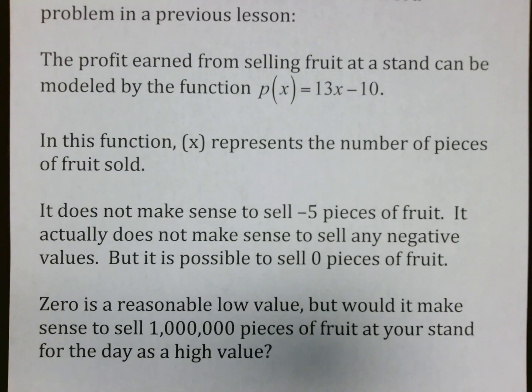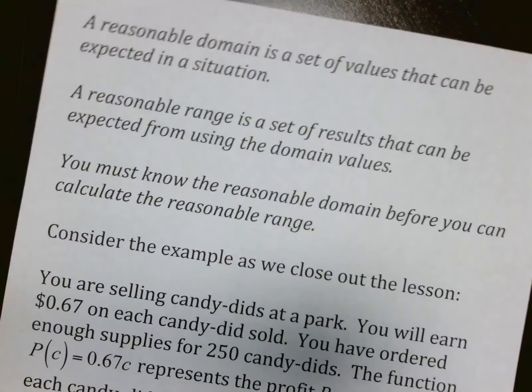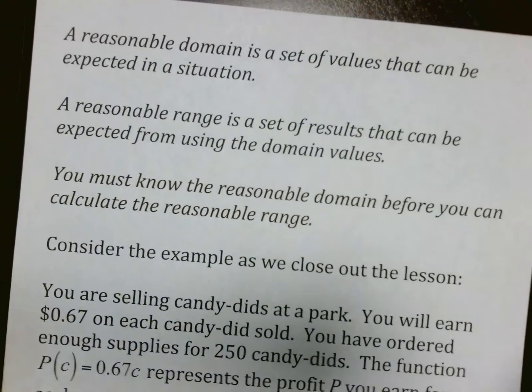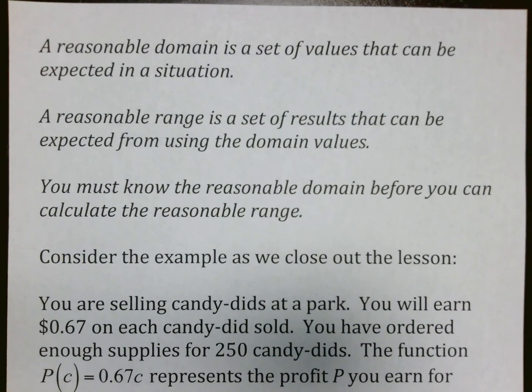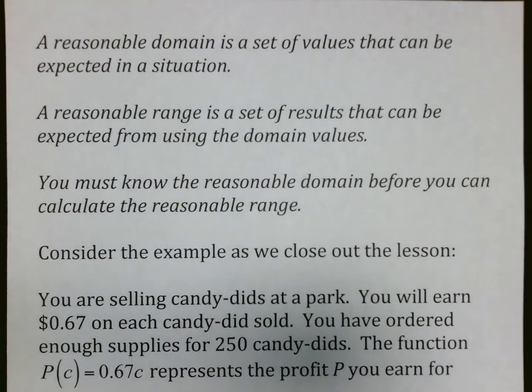And it's not this deep. Like the example I just used does have a slightly general sense, but it's not nearly as tough as what it sounds in that statement there. A reasonable domain, this is where your notes are, is a set of values that can be expected in a situation. A reasonable range is a set of results that can be expected from using the domain values.